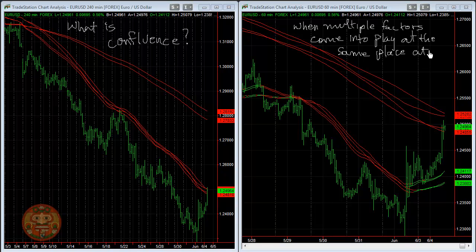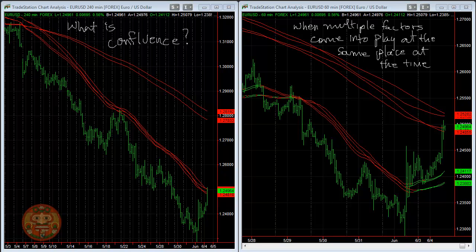Okay, and the idea here is that it can be either price action when we talk about support and resistance. It can be multiple moving averages. It could be levels. It could be Fibonacci clusters, multiple Fibonacci levels at the same place. I'm getting a little bit further into it than I wanted to.